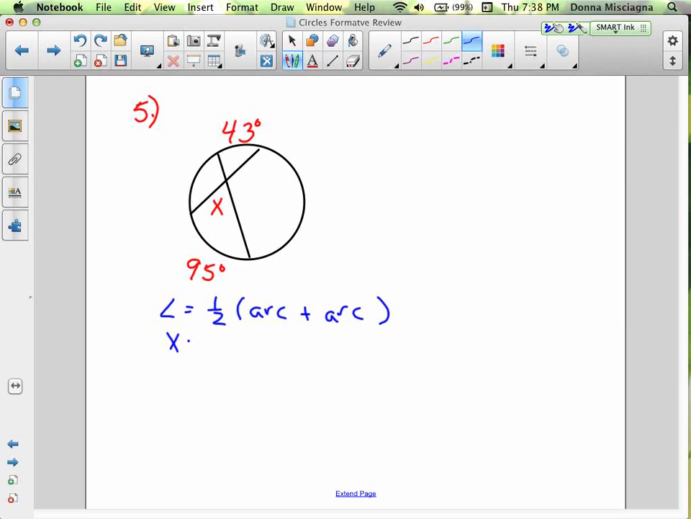That means x is equal to 1/2 of 95 plus 43. So x equals 1/2 of 138. And now just divide 138 by 2. So that's going to be 69 degrees. And that's it. We're done.